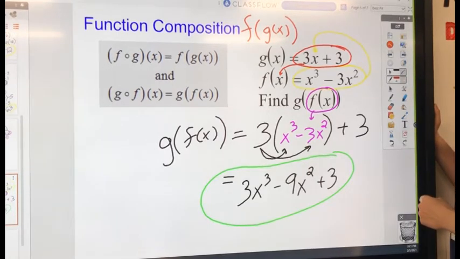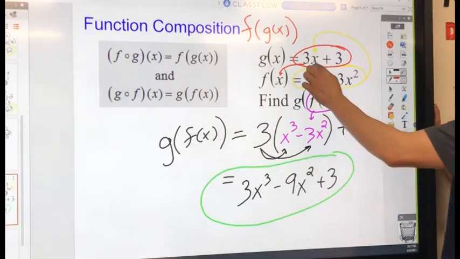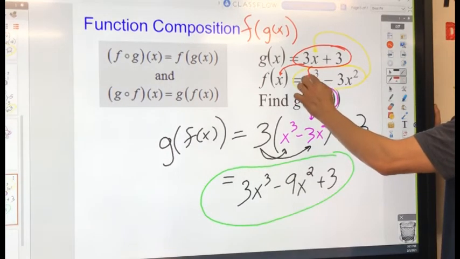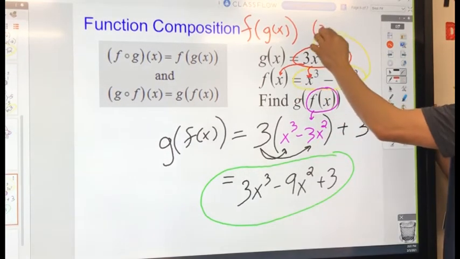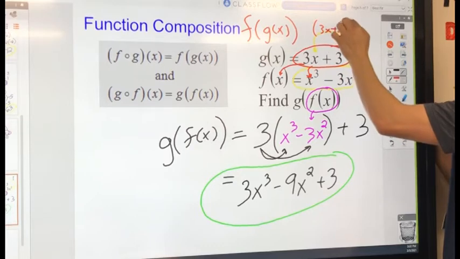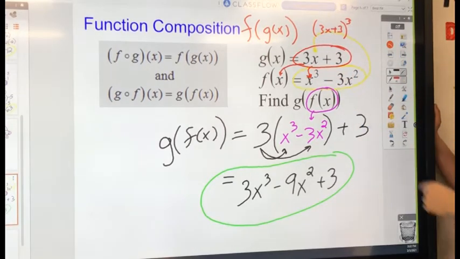Where would I plug in 3x plus 3? In place of the x for x cubed. Okay, so again here, for this variable x, that's going to be 3x plus 3 cubed instead of x cubed. Is that the only place you put it?